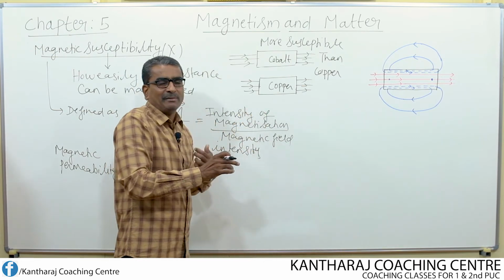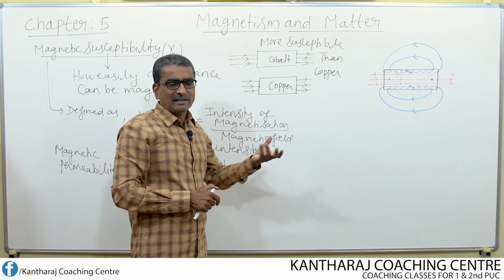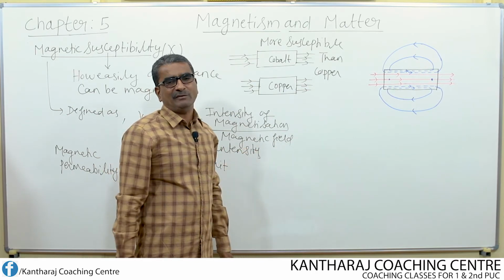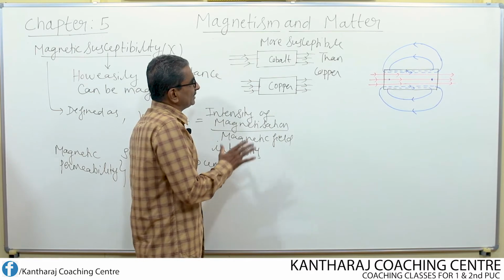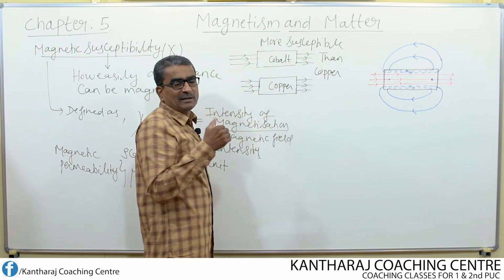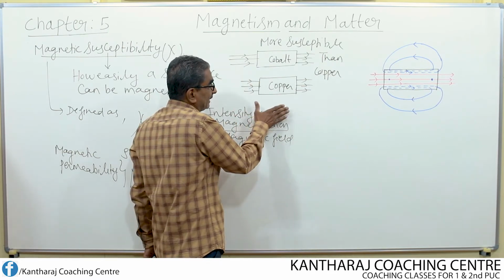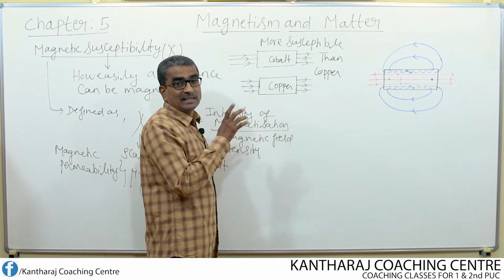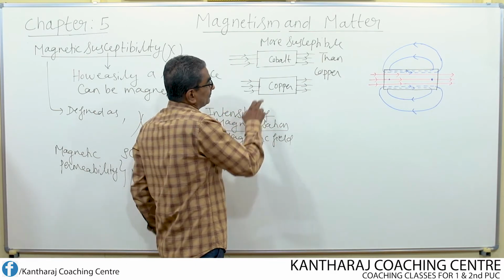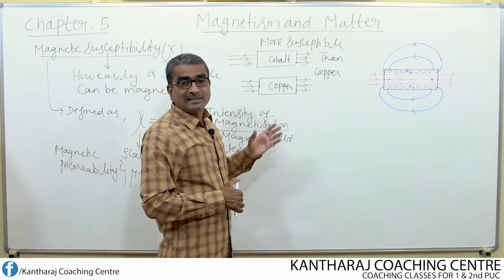Can we magnetize diamond? It is not so easy to magnetize diamond. Though we try to magnetize diamond, it possesses a very weak magnetic field. So if you compare diamond with cobalt, once again it is found that cobalt is more susceptible than diamond. If you compare diamond with copper, then it is found that copper is more susceptible than diamond.